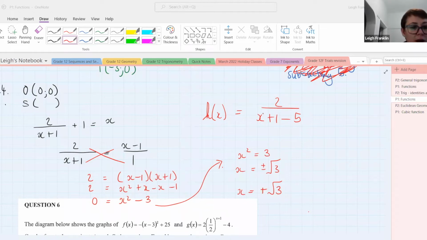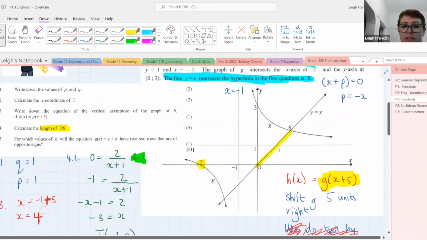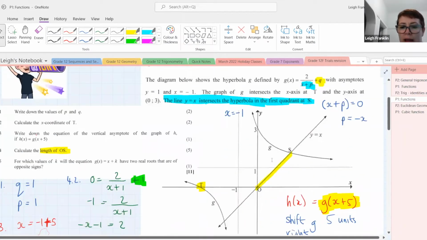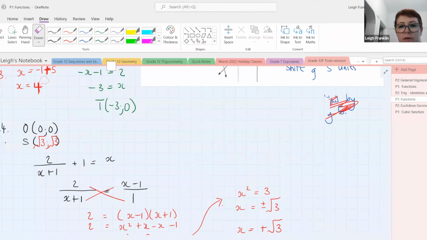All right, so we're getting there. So now at S, the coordinates are positive root 3. And since this is the line x equals y, then the y coordinate also has to be positive root 3. Does that make sense to everyone? Yes, quite right. Okay, so I'm just going to get rid of this.